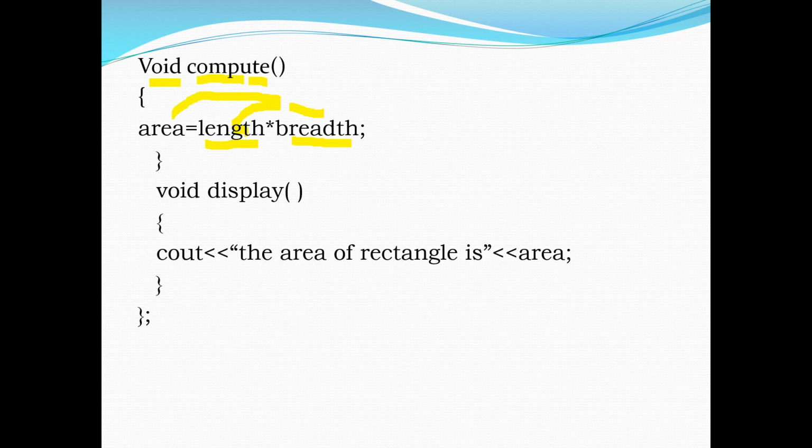After computing it, we are going to write one more member function called display. Display is a member function where you are going to display the result, the area of a rectangle. Once all three member functions are created, what are those member functions? That is nothing but getdata, compute and display. These are the three member functions which we have created in this example. After creating all these member functions inside the class, we are going to close the class with a close brace followed by a semicolon.